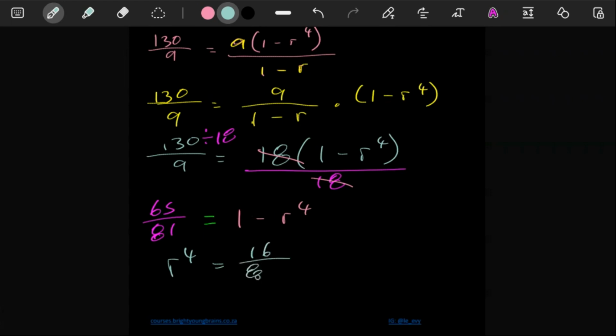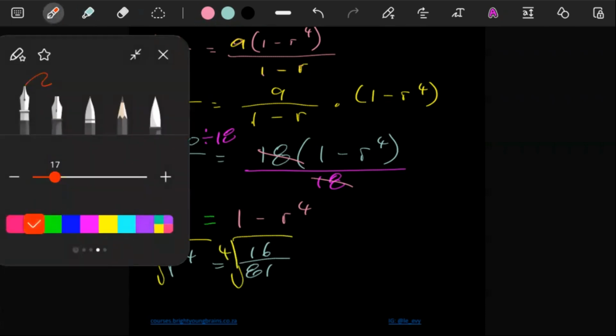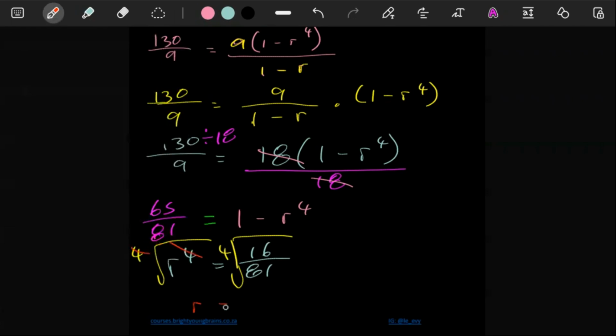Fortunately, this is a square number. Now here you can do some funny things, where you put a fourth root symbol on both sides. So r is equal to, and you can put this in your calculator: shift, the fourth root, and then your answer. That's going to give you 2 over 3. So that's your value of r. R is just 2 over 3.